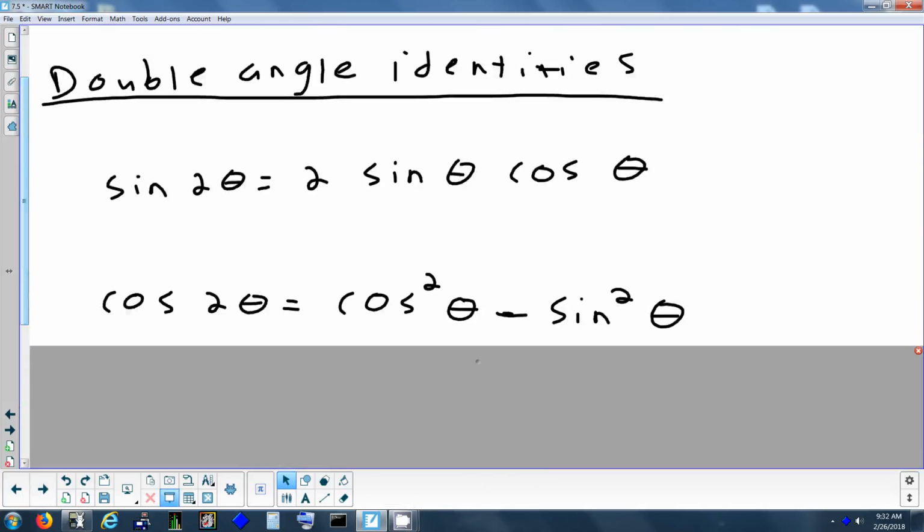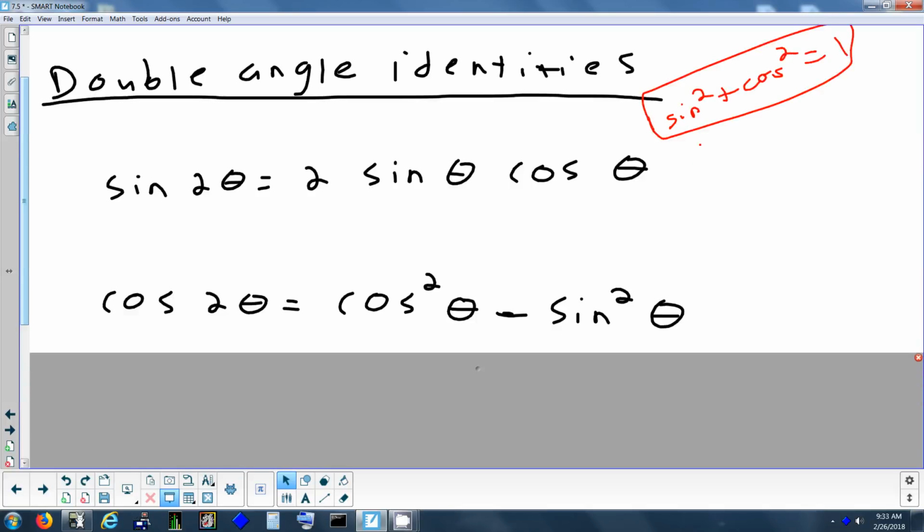Now, that might look kind of like something we've done before. If you're thinking of, I'm just going to put it off to the side, sine squared plus cosine squared equals 1. That's not what that is. That's cosine squared minus sine squared. That's totally different. But if you use this, you can get the other version of it.